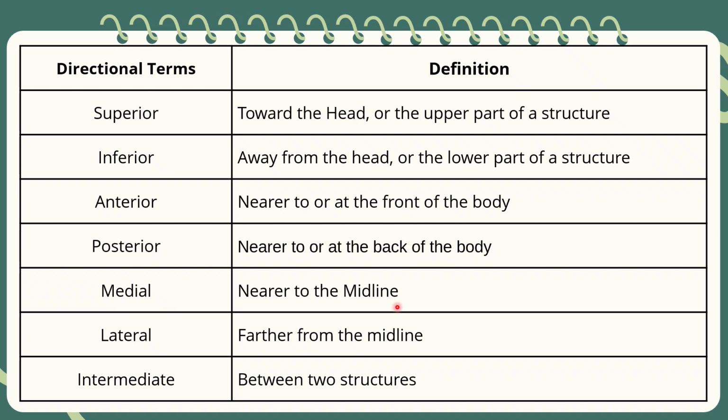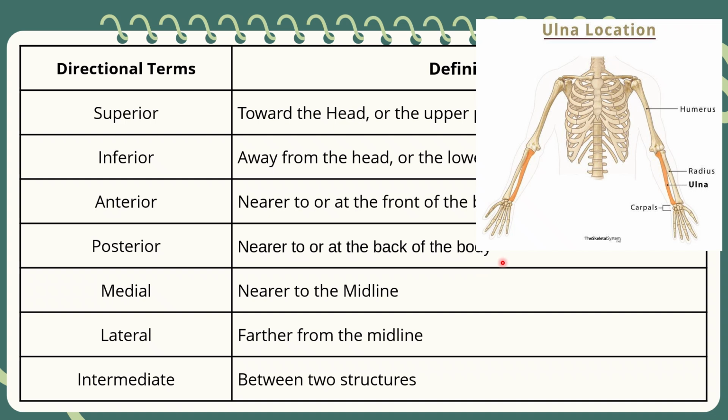Next, that is medial, nearer to the midline. For example, we can say the ulna is medial to the radius. So this is the ulna and this is the radius. Suppose this is a midline. This ulna is medial to the radius, means nearer to the midline than the radius.